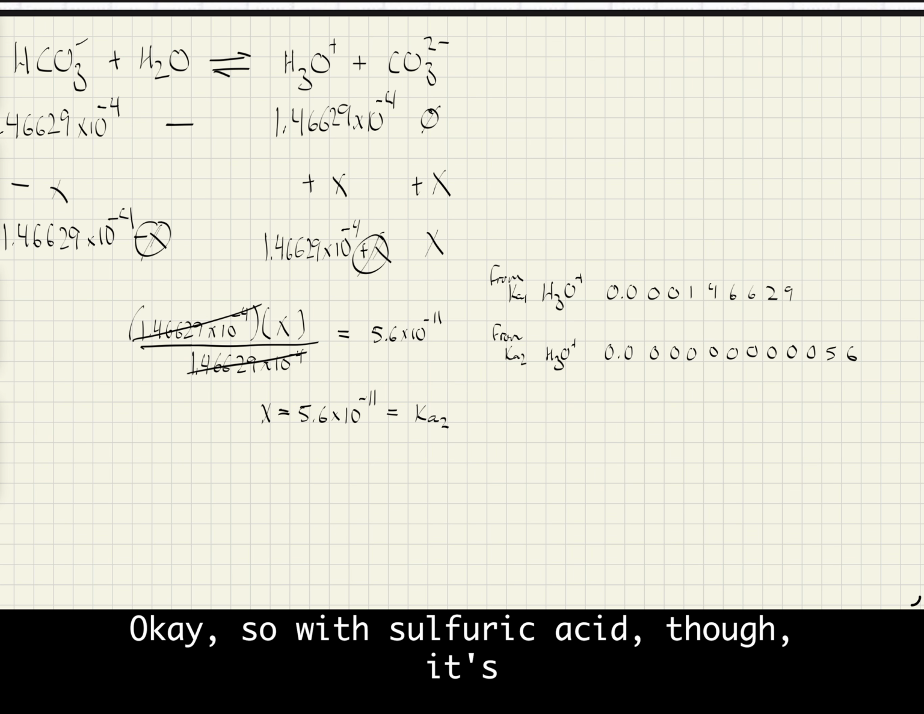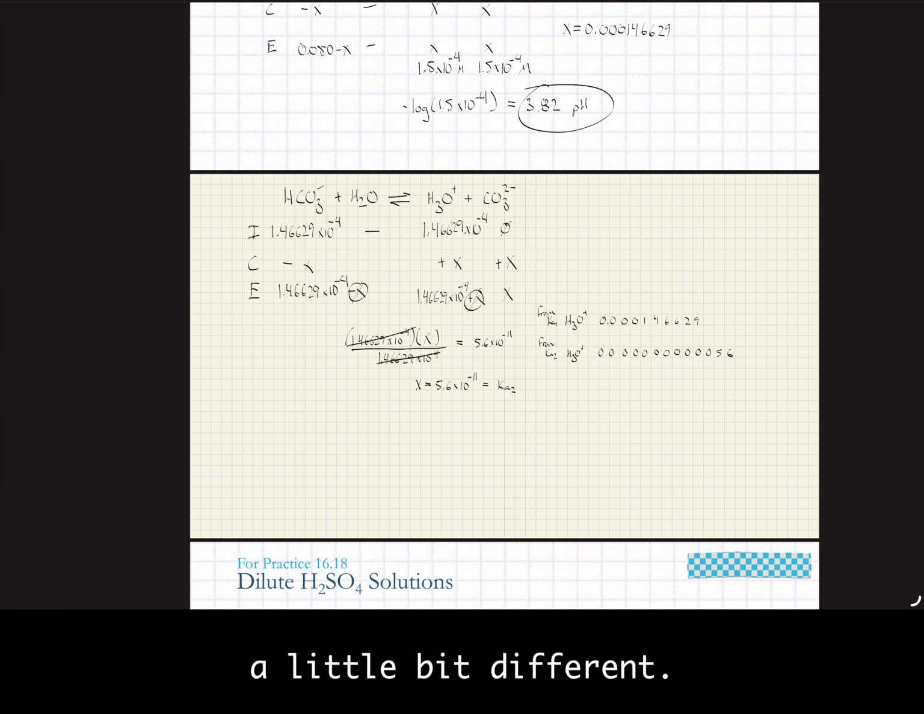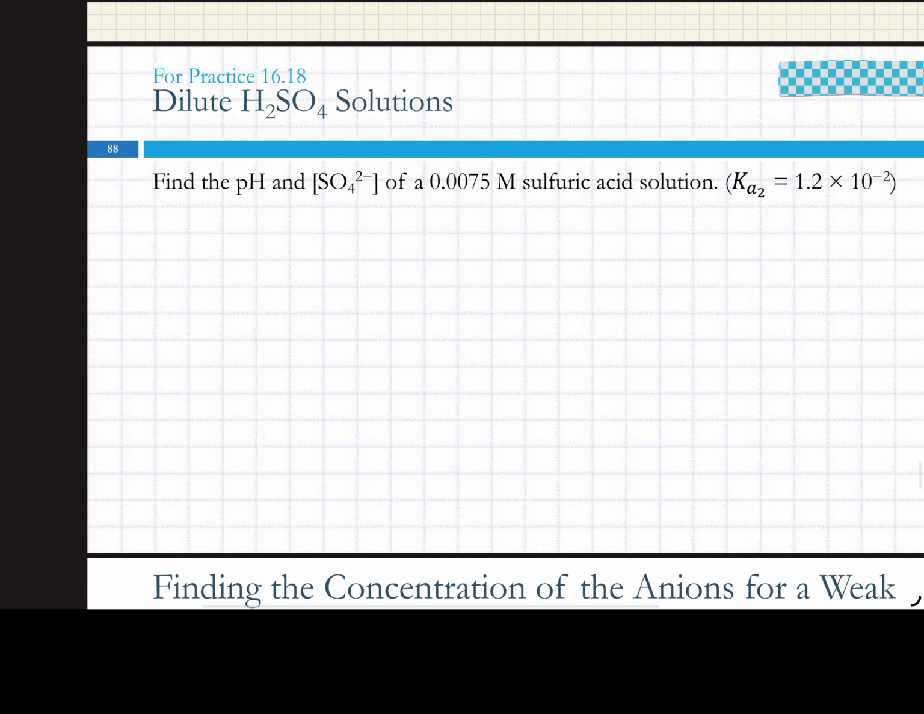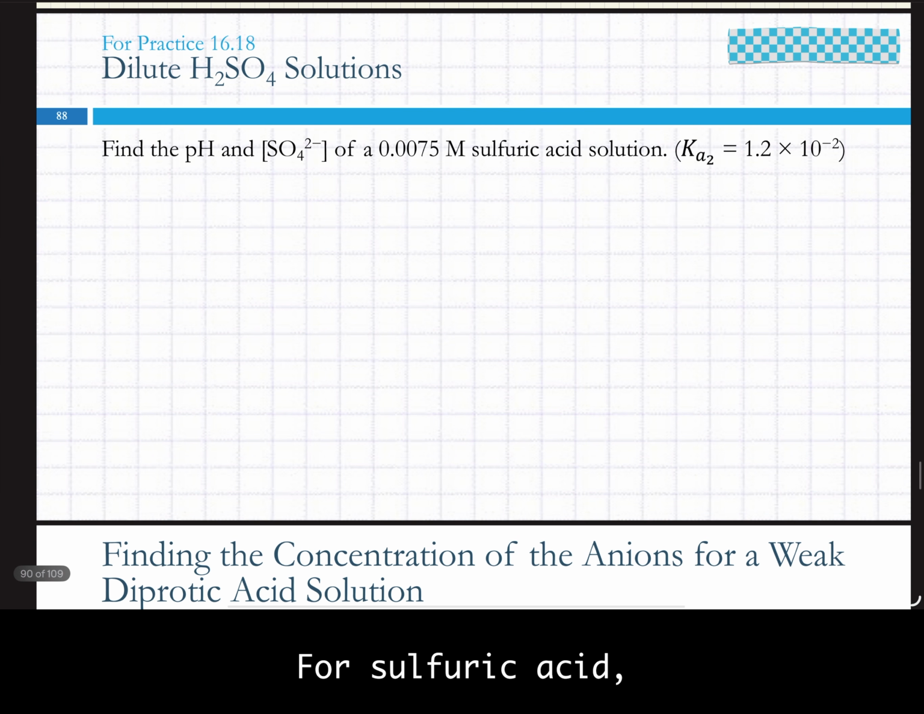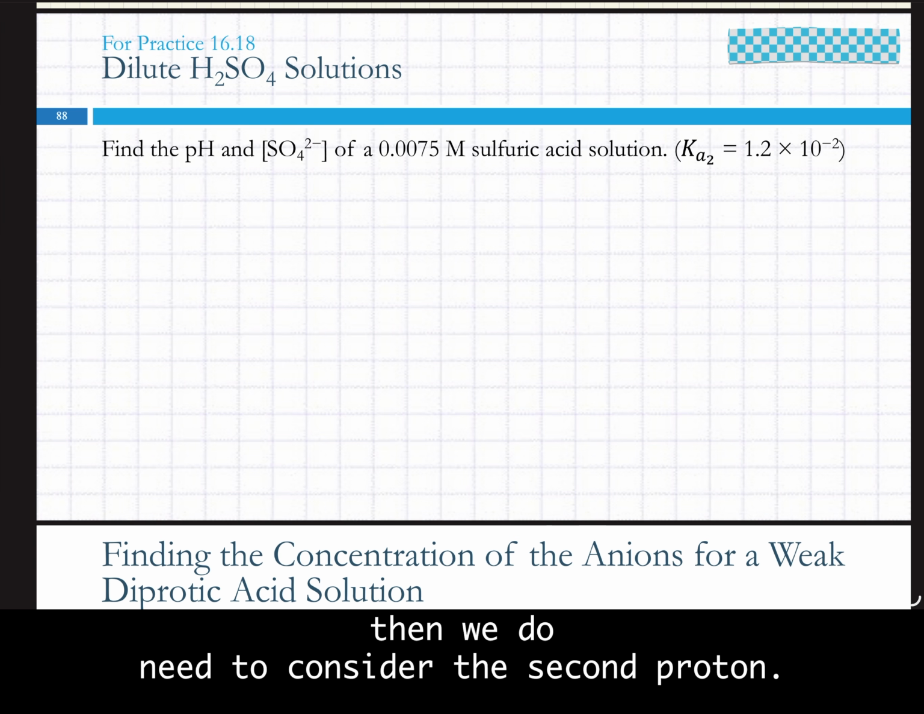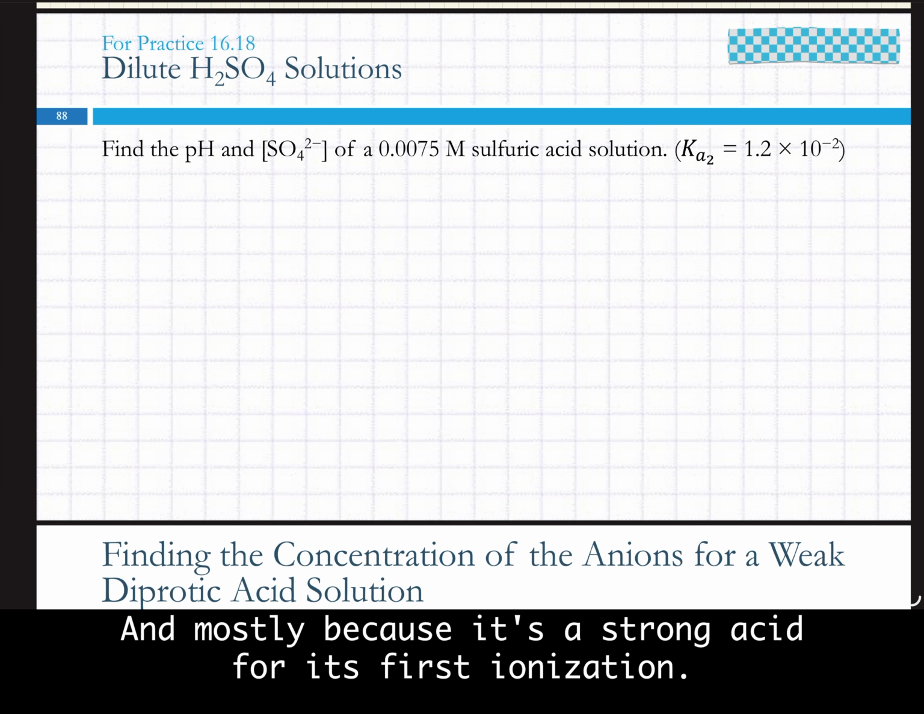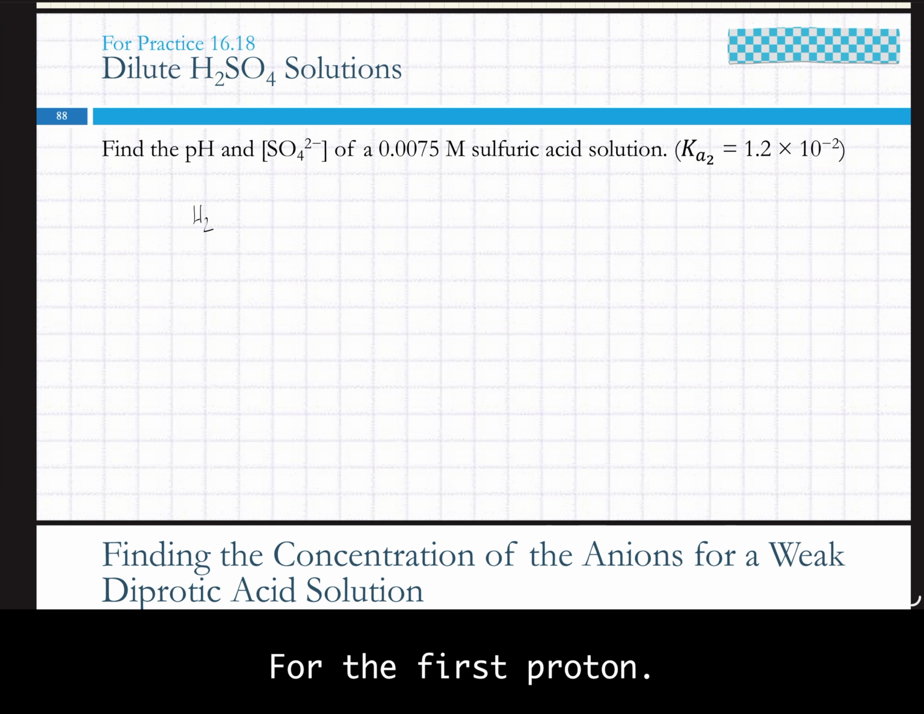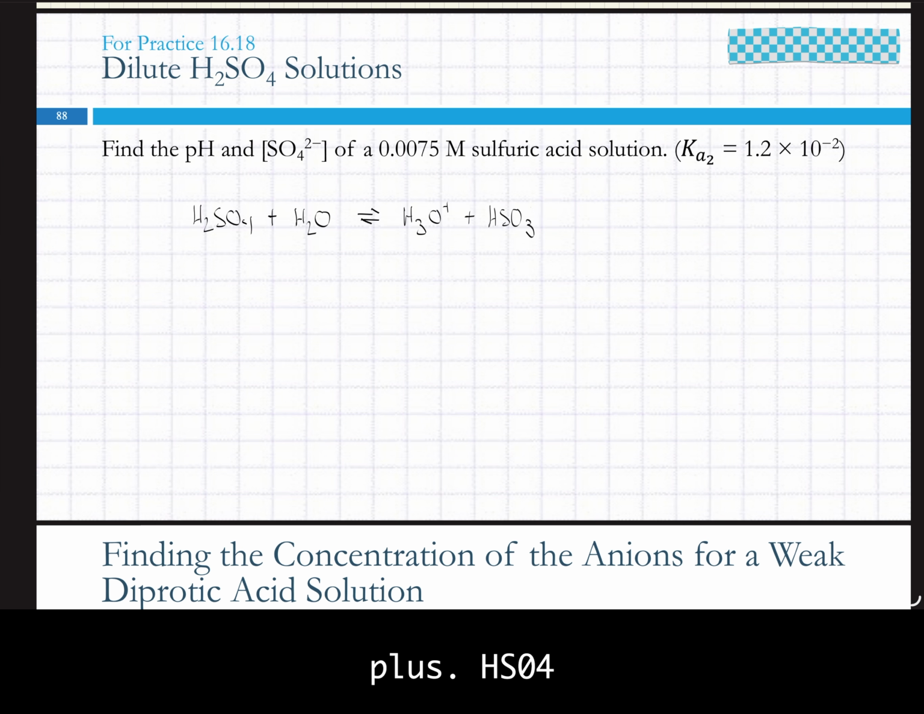All right, so with sulfuric acid, though, it's a little bit different. For sulfuric acid, if we want to find the pH, then we do need to consider the second proton, mostly because it's a strong acid for its first ionization, for the first proton. H2SO4 plus water gives H3O plus and HSO4 minus.